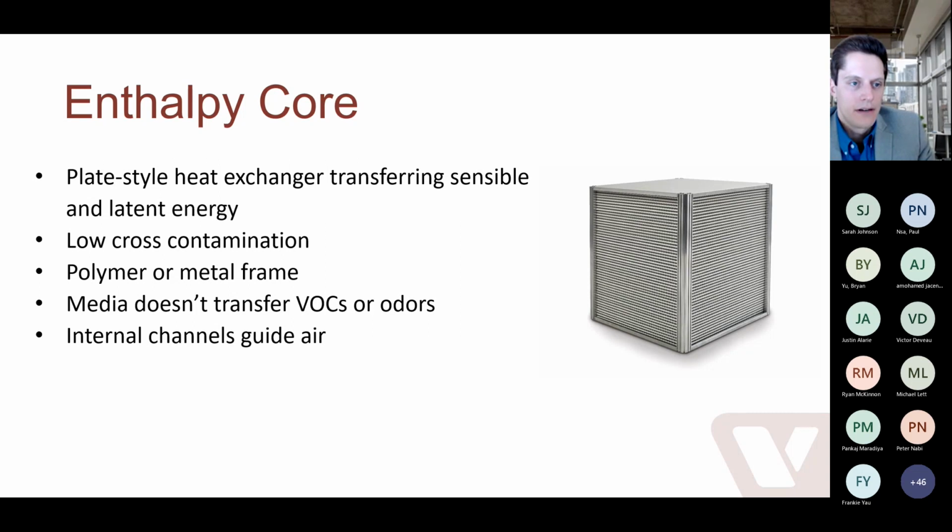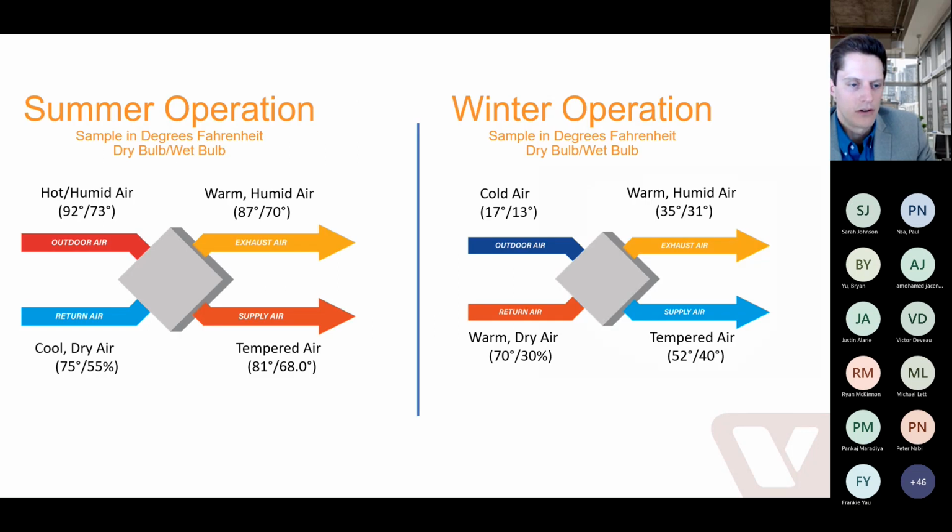So the other main type of energy recovery is that enthalpy core. And the advantages really are, it's really low cross-contamination. It works on the same principles. It's just a little bit different in the way it's configured. You'll see it's a cross flow, so that it looks like the air mixes in the middle, but it really doesn't touch because there are plates that separate the air.